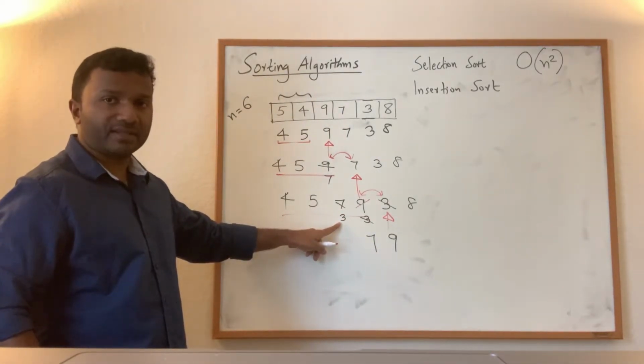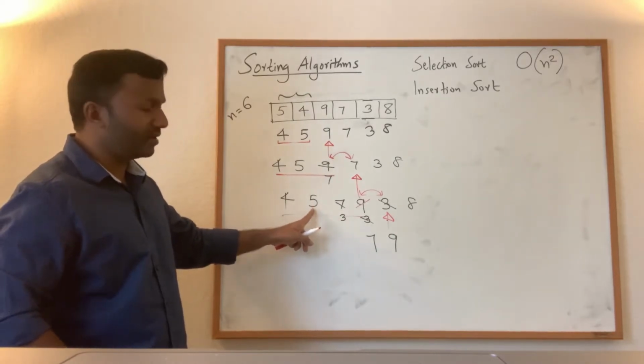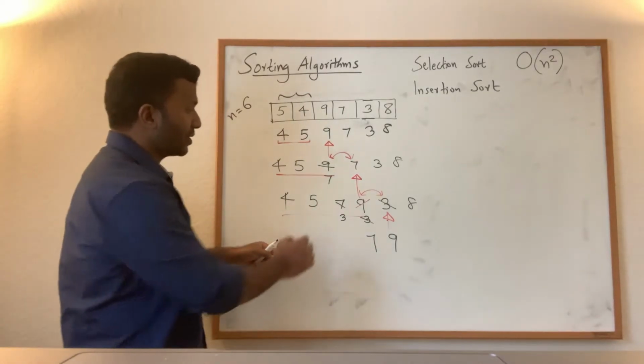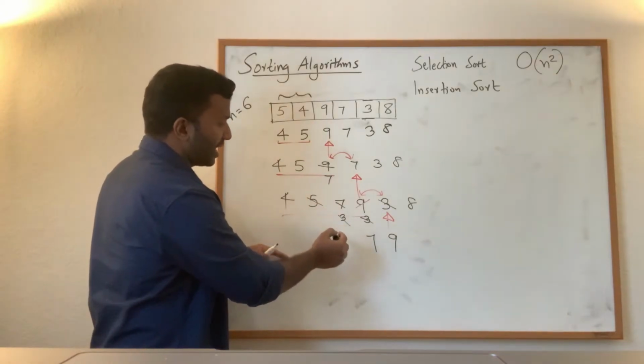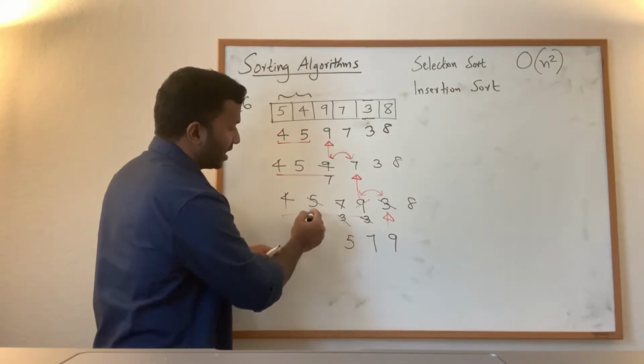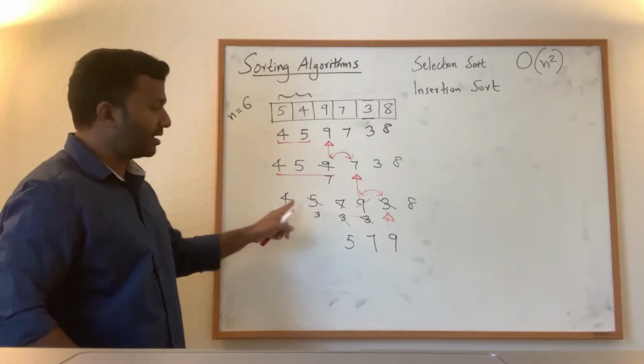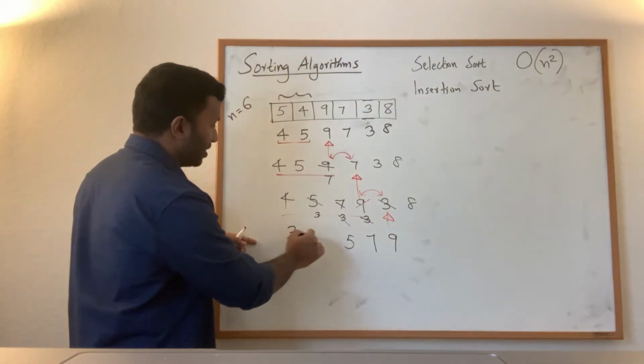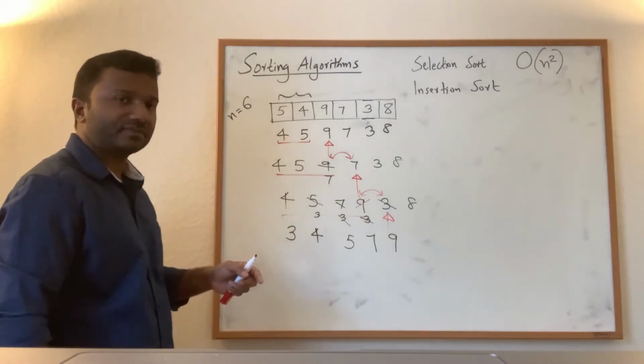Is 3 in the right place now? No, because 5 is more than 3. So I have to swap these two things again. So 5 will come here and 3 will come here. Check again. I need one more swap. So 3 will be here, 4 will be here.